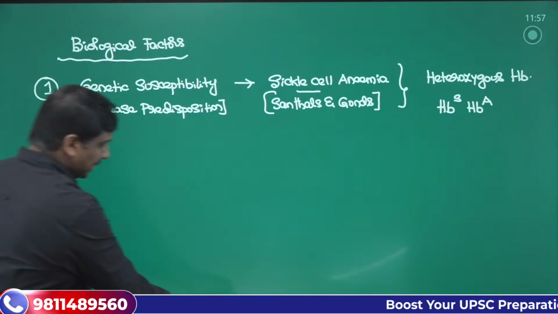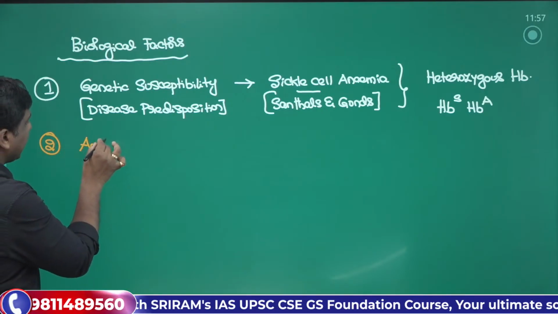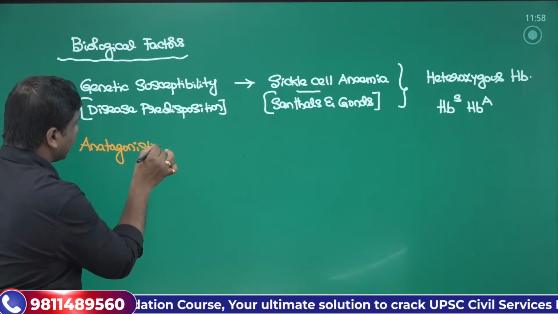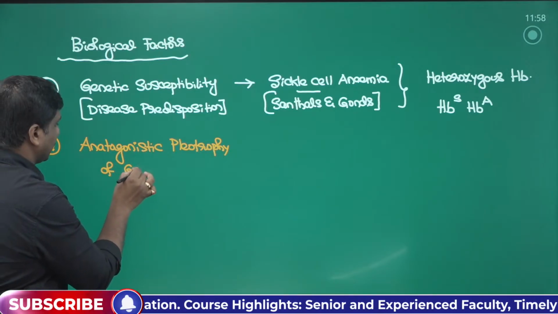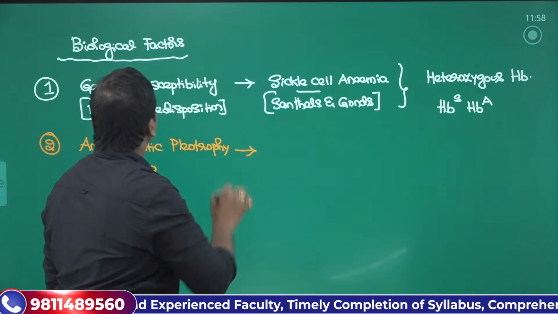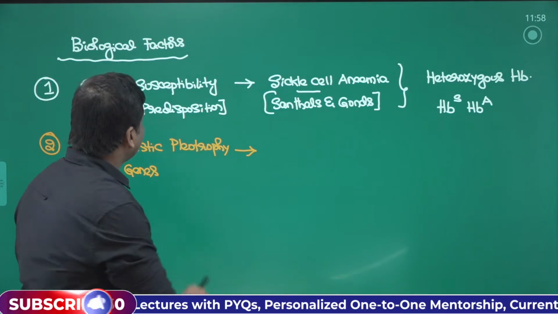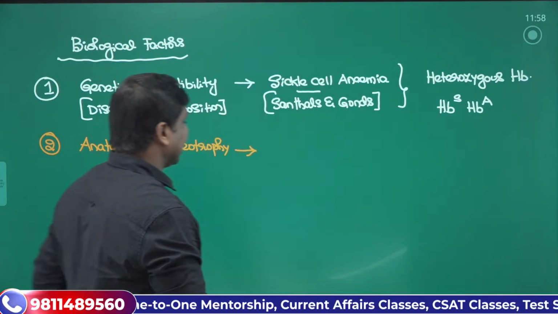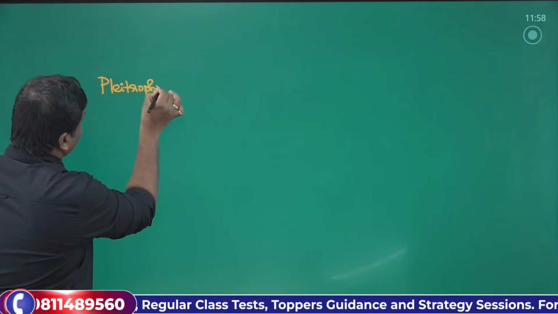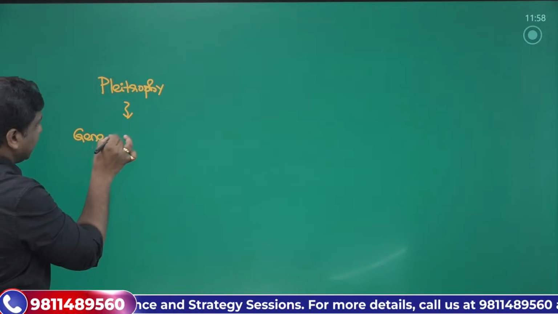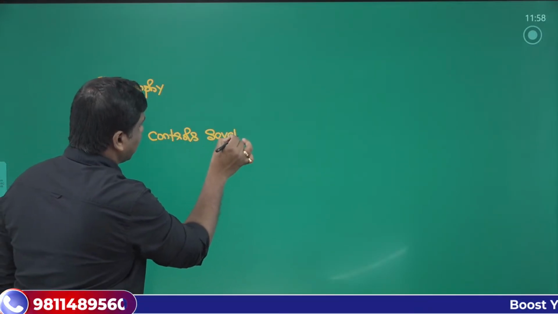And another important biological factor that you can remember is antagonistic pleiotropy of certain genes. This can be another important biological factor affecting the health of certain tribes. So what do you mean by pleiotropy? Try to recollect this and understand it in a systematic fashion. Pleiotropy means when a particular gene is responsible for controlling several factors or traits.